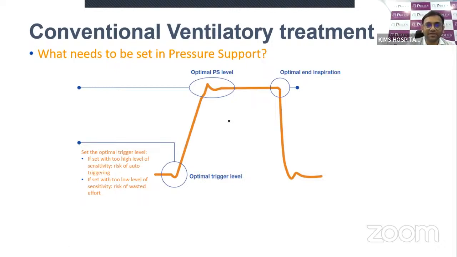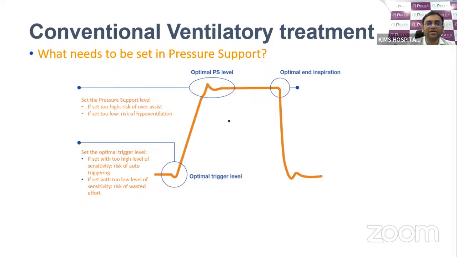Regarding the pressure support level, if you give too high an amount of support to the baby, you can over-ventilate the baby, and that can lead to lung damage. If you keep a very low support level, that can lead to inadequate ventilation, or hypoventilation. And regarding the cycling, the majority of the time we use time cycling. After a certain point, maybe around 0.35 or 0.45 of the inspiratory time, we ask the ventilator to cycle off.